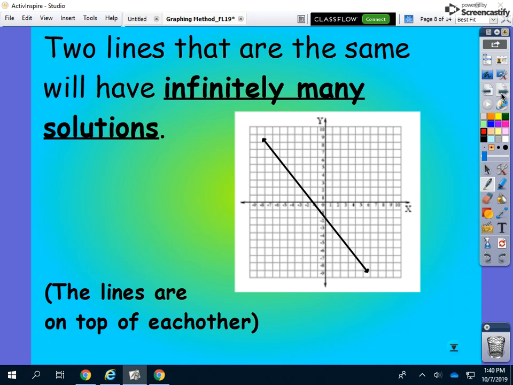The third type of solution that you can have is infinitely many. When two lines are exactly the same, they would lie on top of each other. Therefore, they will have infinitely many solutions. Every single ordered pair on that line would be a solution.